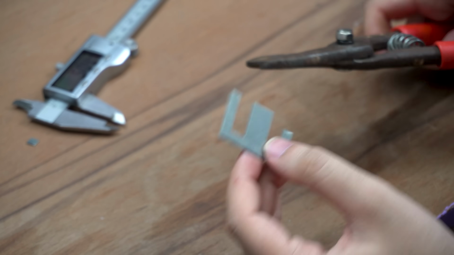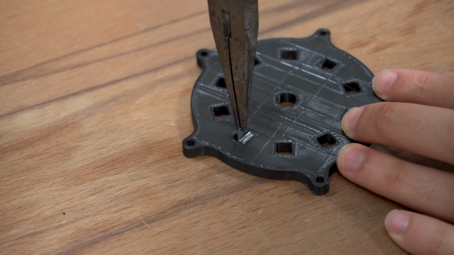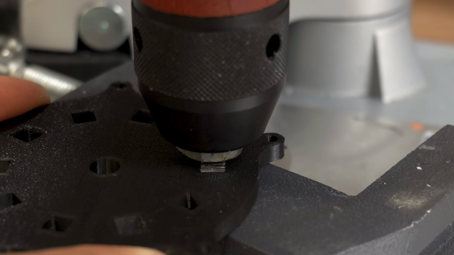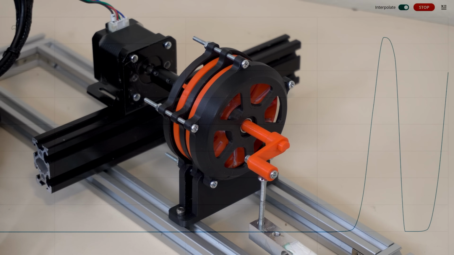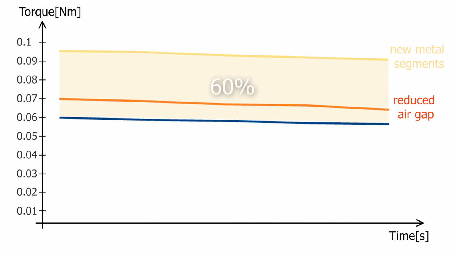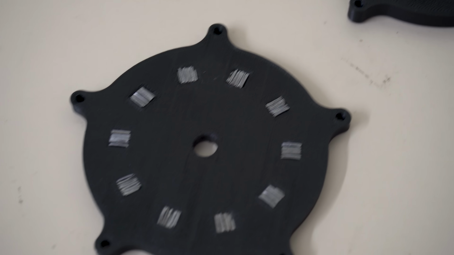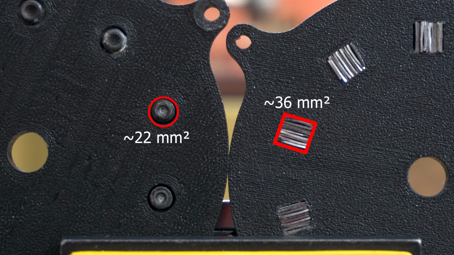So I first cut them into small pieces, then flattened them, and printed a new modulator to fit into the slots. So I repeated this process 10 times, it took some time, but let's see if the result is worth it. After the test, the slipping force between the magnets increased to around 380 grams and the torque capacity increased by 60% compared to the initial value to almost 0.1 Nm. However, with the replacement of the inserts, not only did the material change, but the cross-section of the metal segments also nearly doubled while the length was halved, so it's not only the material effect.